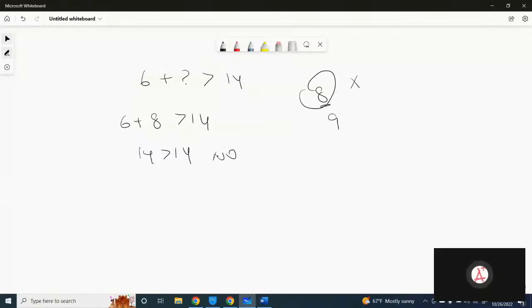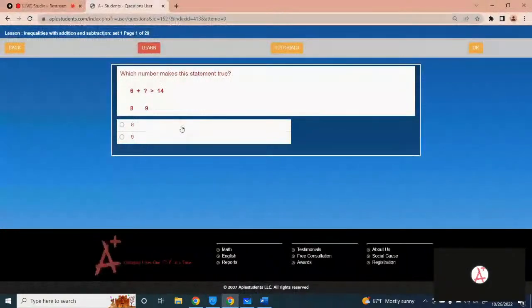Got it? And let's just replace the missing number with 9. So 6 plus 9 is 15. 15 is greater than 14. Yes or no? Yes, it is. That means the correct option is 9. Got it? If you have any question, any confusion, write the question in the chat box. I'll answer all your confusions. So the correct option is 9. Just select the correct option and then click on the OK button.